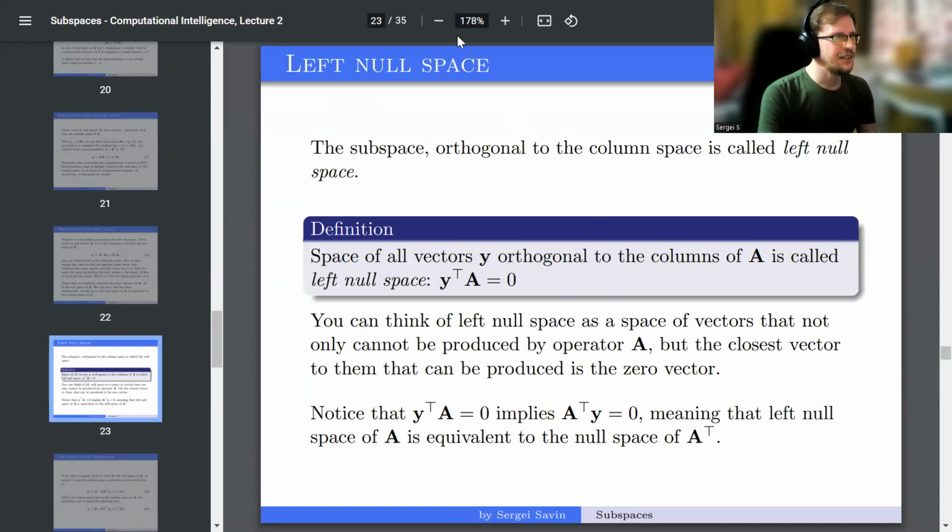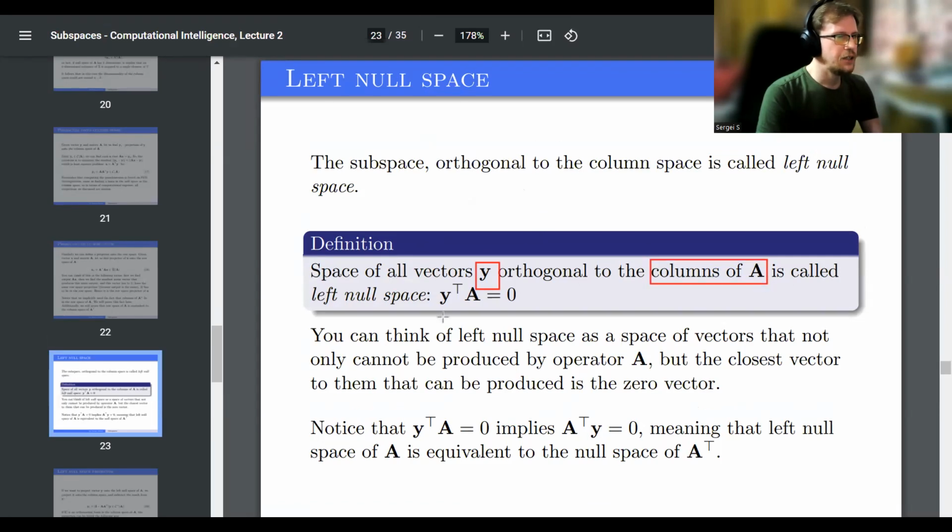That is the left null space. The left null space is the orthogonal complement of the column space. So we have the column space, and its orthogonal complement is the left null space. The space of all vectors y orthogonal to the columns of A is called the left null space. This can be written as y transpose A is equal to 0. All y's such that y transpose A is equal to 0 constitute the left null space. You can think of it as vectors that cannot be produced by operator A, and not only that, but the closest element to them that A can produce would be 0. That is another way to put it.